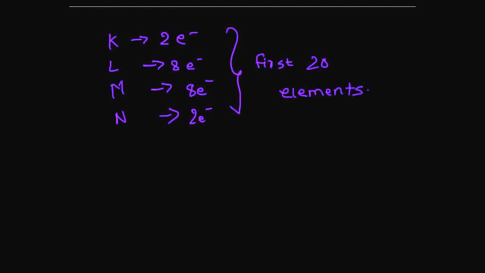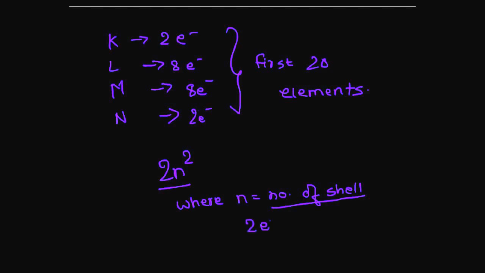You may also have studied that beyond the first 20 elements, it follows the 2n square rule, where n equals the number of the cell. That is, if n equals 1, then we'll have 2 electrons in the first cell. If n equals 2, we'll have 2 squared equals 4 into 2 equals 8 electrons, and so on.